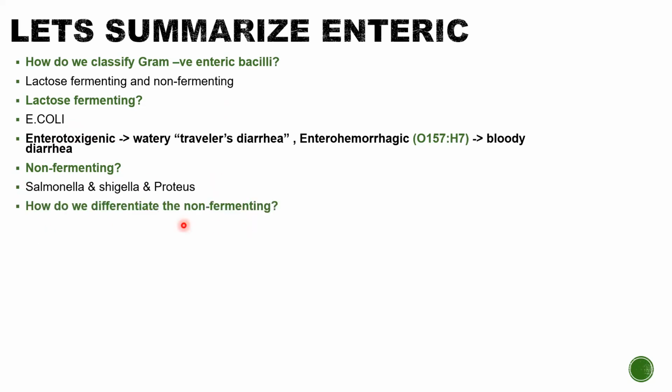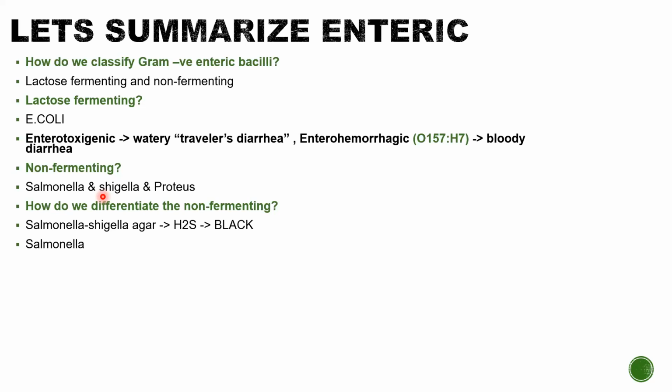Now, how do we differentiate the non-fermenting? Mainly these two. Yes, these, Salmonella-Shigella agar. So how can we tell on the agar? What are we gonna see? Black dots. Okay. Why is it black? Because of production of what? Yes, hydrogen sulfide. So yes, if it's black, it means it's Salmonella.